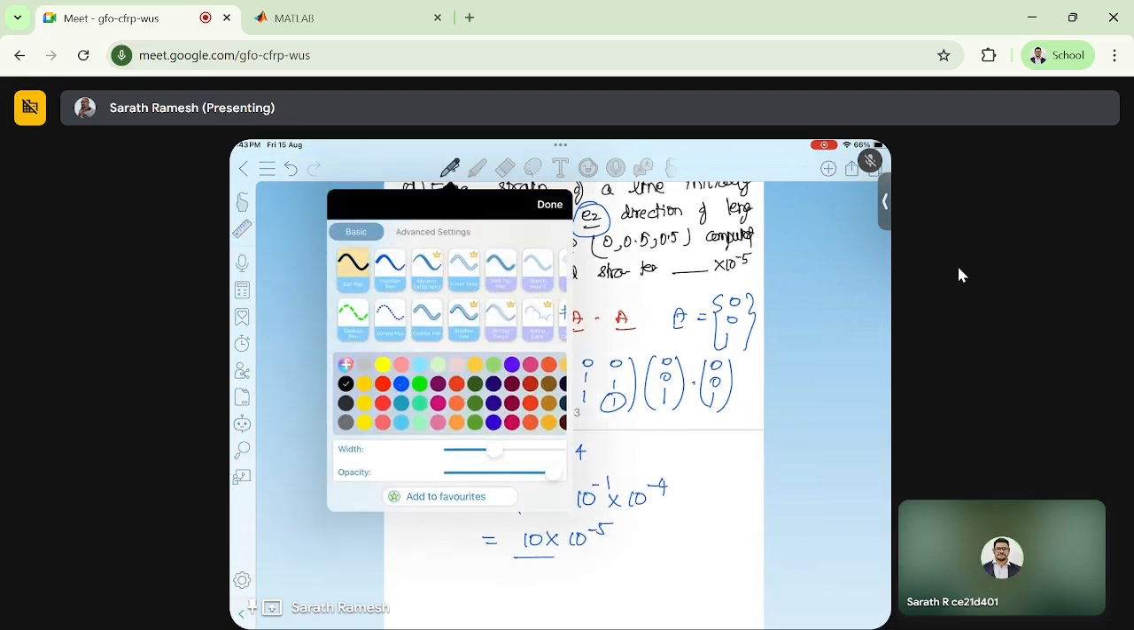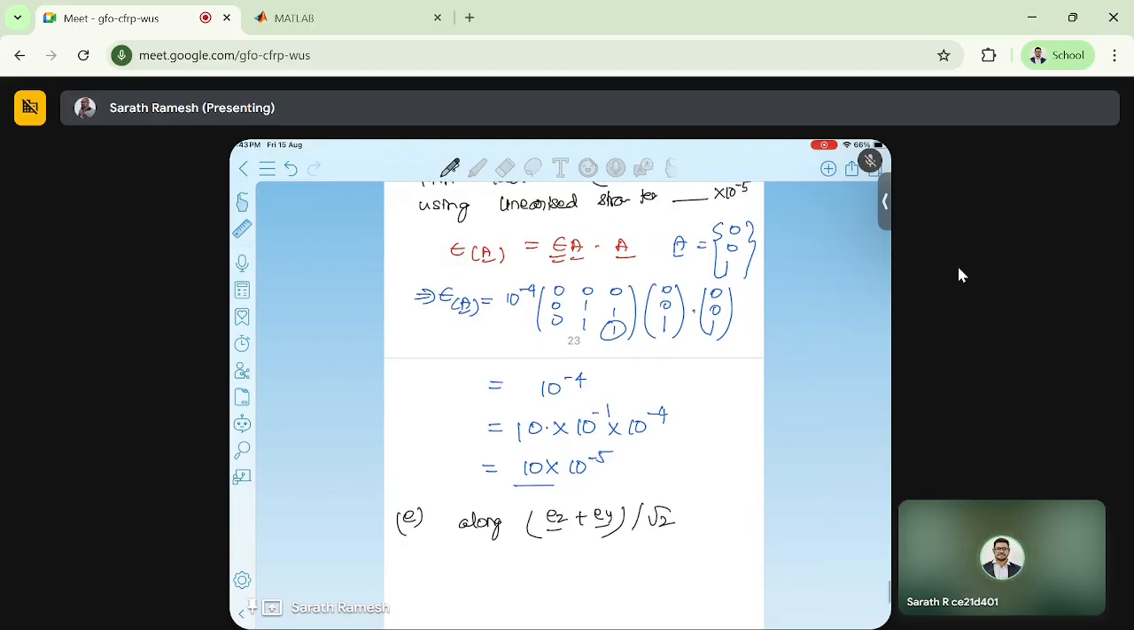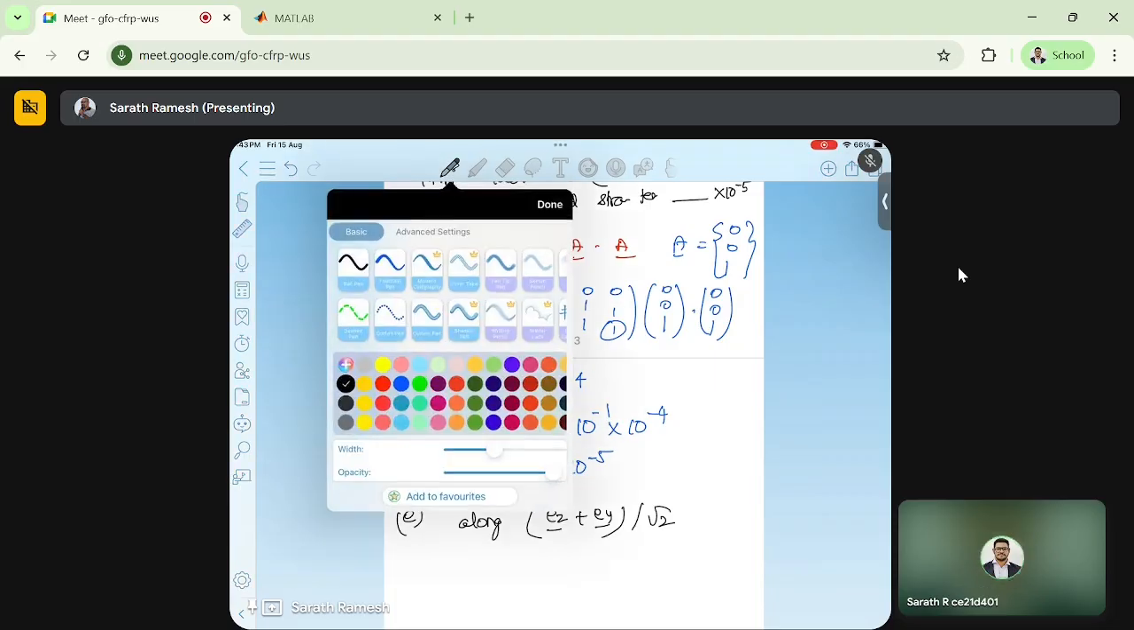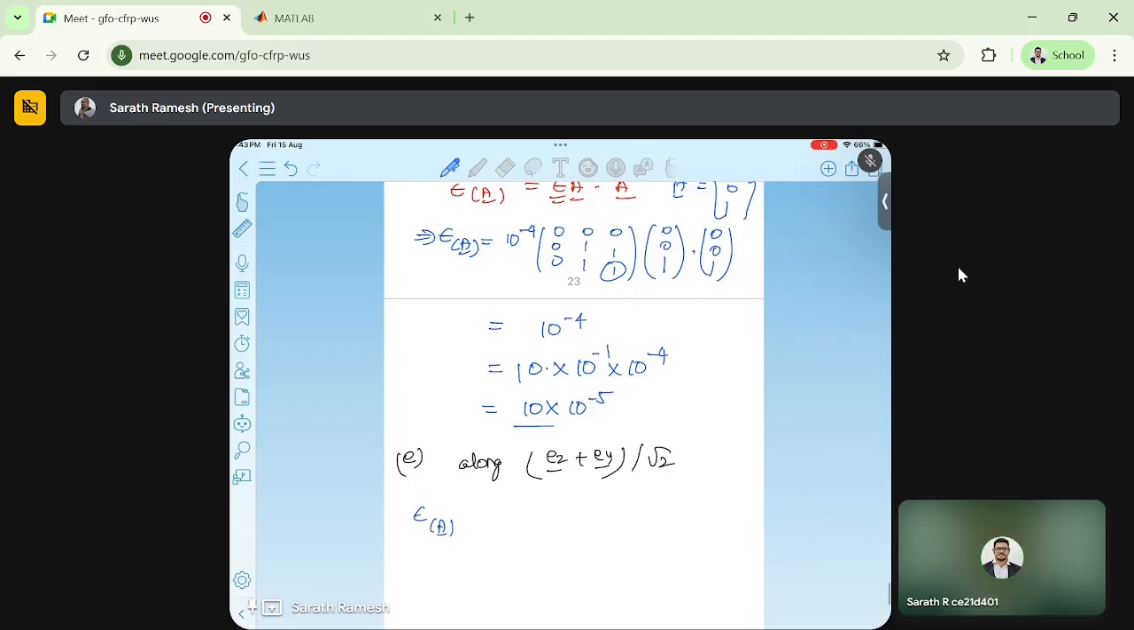Next subdivision. Subdivision E, we are asked to find the same question but along EZ plus EY divided by root 2. So let's do epsilon of A equal to 10 power minus 4 times the matrix 0, 0, 0, 0, 1, 1, 0, 1, 1 times 0, 1 by root 2, 1 by root 2, dotted with 0, 1 by root 2, 1 by root 2.